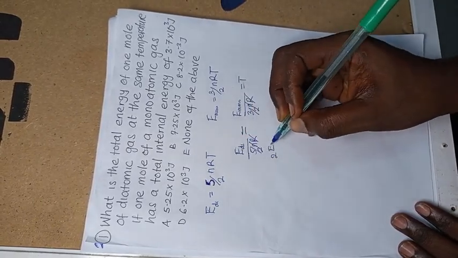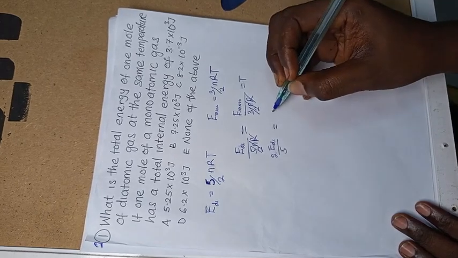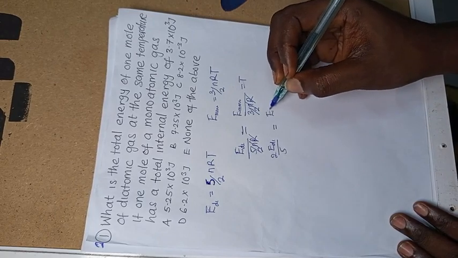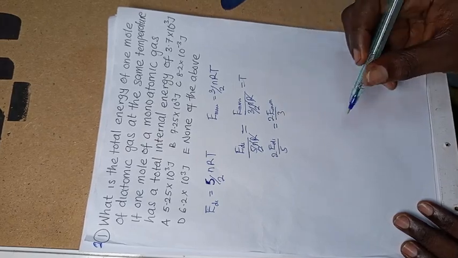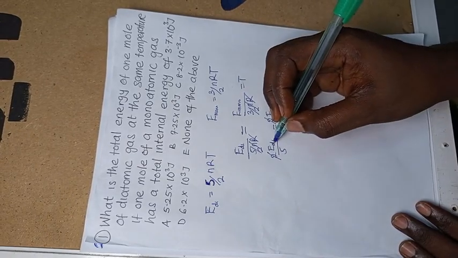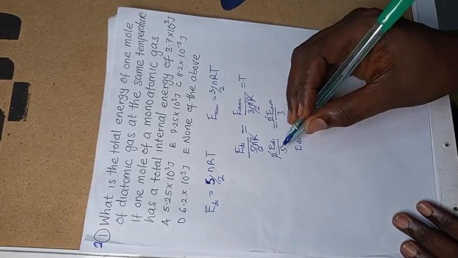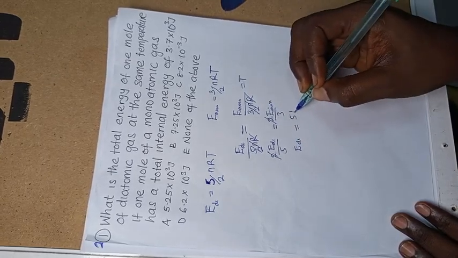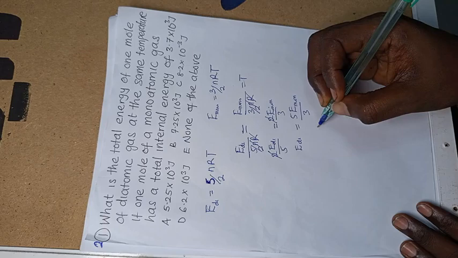We have 2E of diatomic over 5 equals E mono, 2 will go up over 3, so that this one can cancel this also. So E of diatomic is equal to, this 5 will go there, 5 E of monoatomic gas divided by 3.